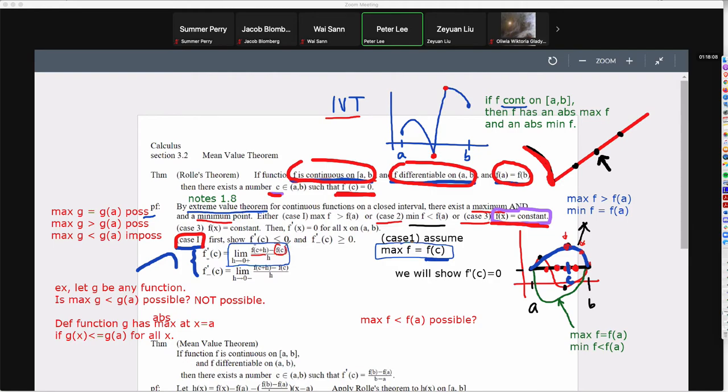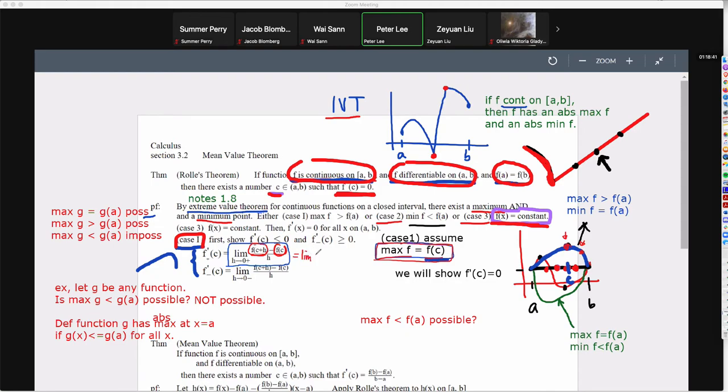Now, even without that graph, note that max f is equal to f of c. So if we assume that max f is equal to f of c, that means we have the maximum reached at x equals c. That means f of c is the highest value, and f of c plus h, well, we don't know what that is, but it is definitely less than f of c. Why? Because we have assumed that f of c is the maximum.